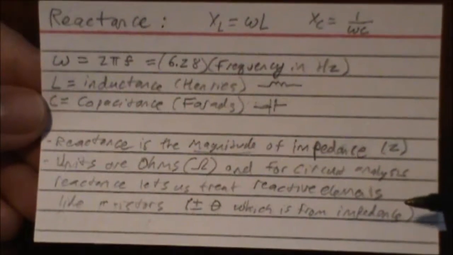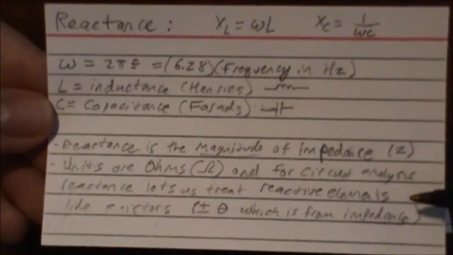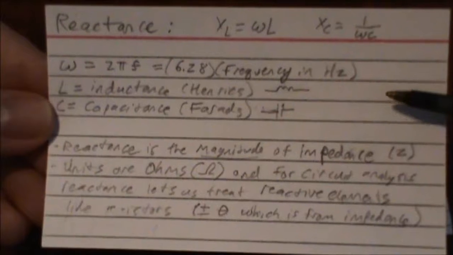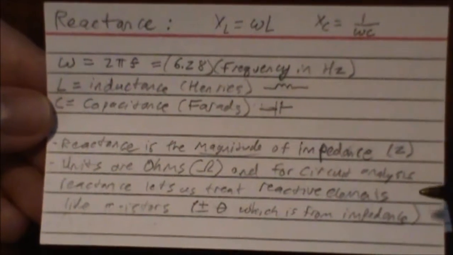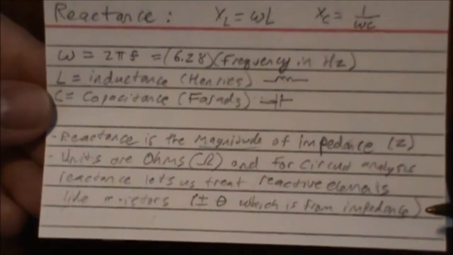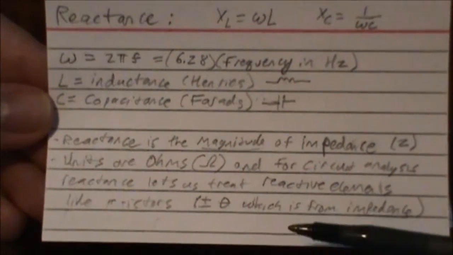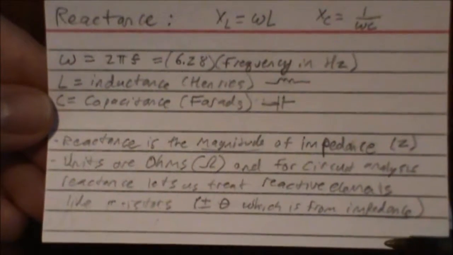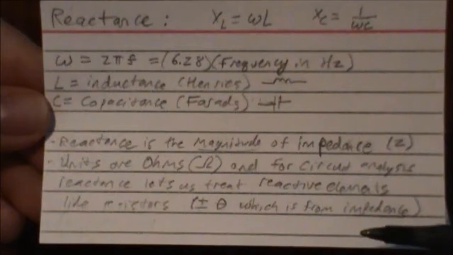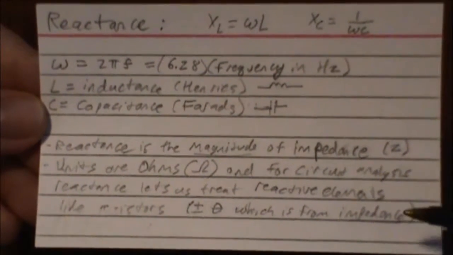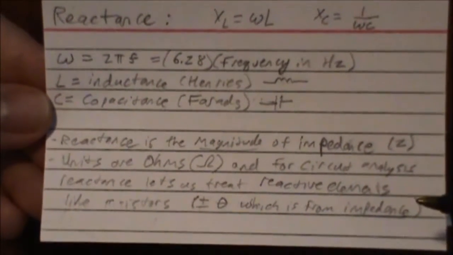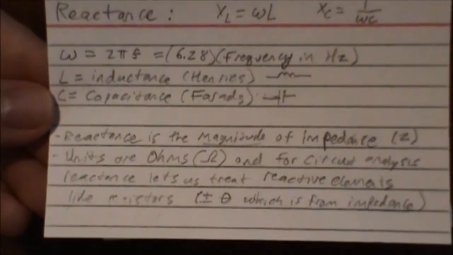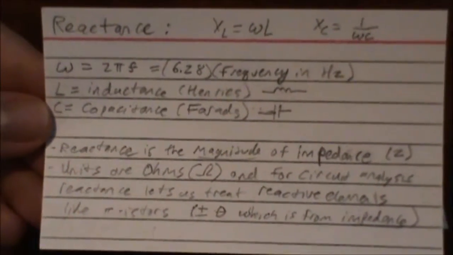And for circuit analysis, reactance lets us treat reactive elements, capacitors and coils, like resistors, plus or minus theta, which is our angle, which comes from our impedance. So remember, all that impedance is reactance with an angle, which we reviewed previously in complex algebra, how to get our angle.